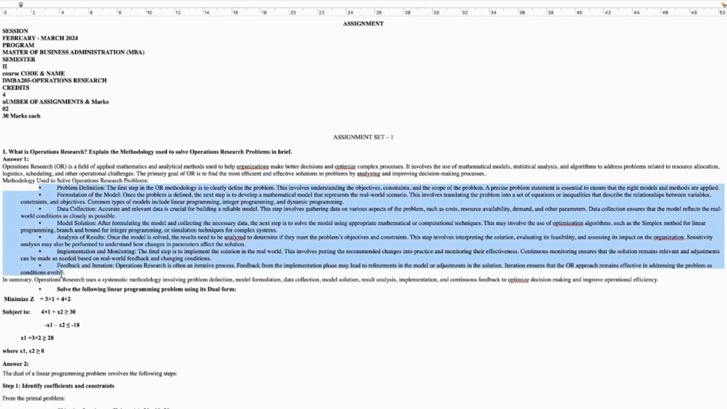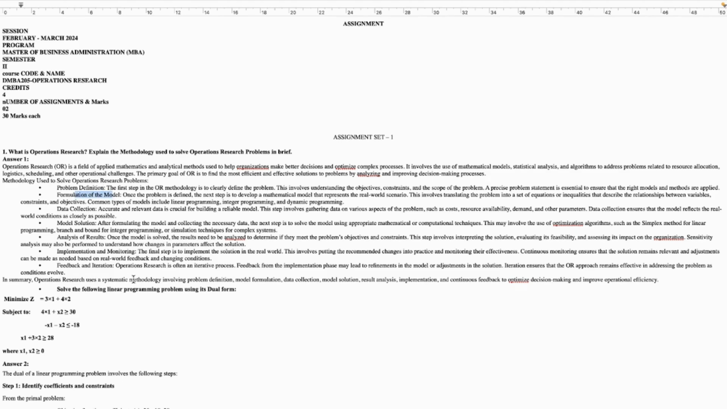Research methodology used in operations research problems. Problem definition. The first step in the OR methodology is to clearly define the problem. This involves understanding the objective, constraints, and the scope of the problem. A precise problem statement is essential to ensure that the right model and method are applied.